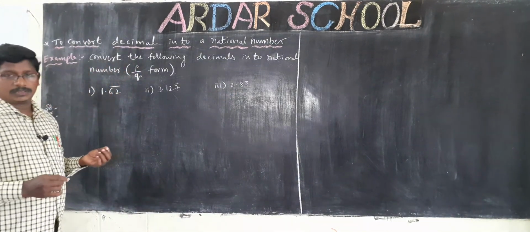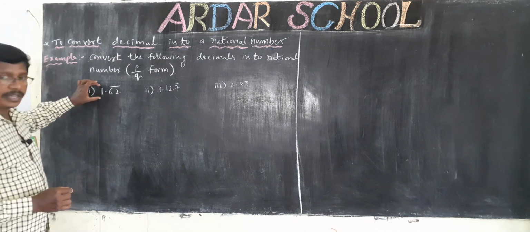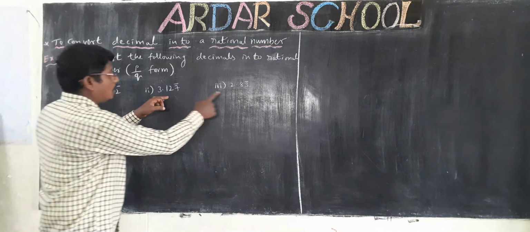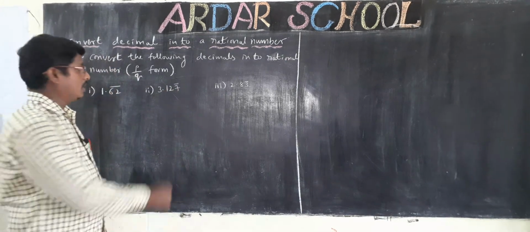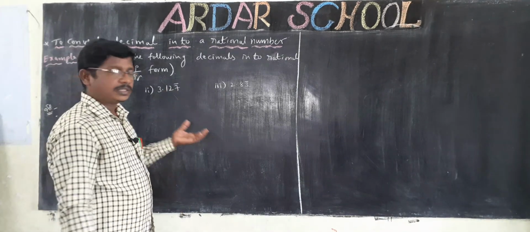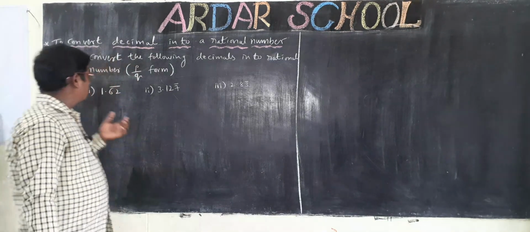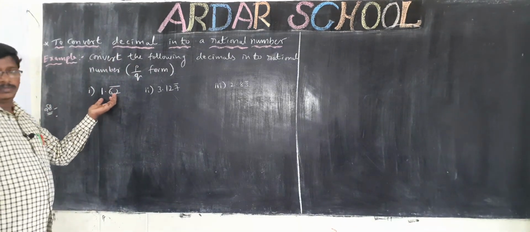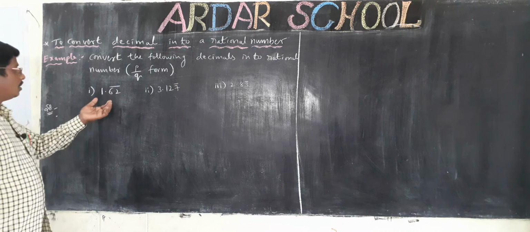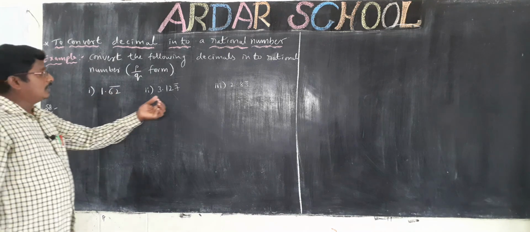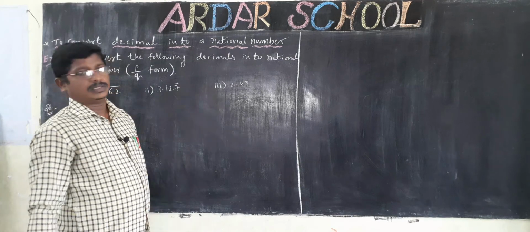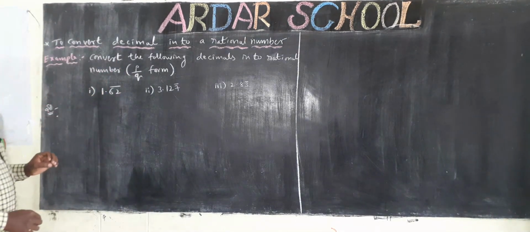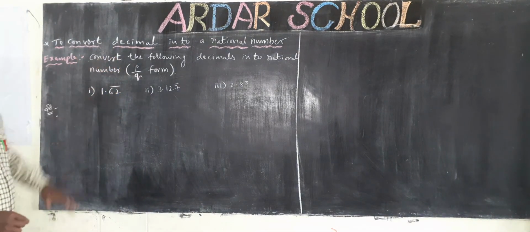These are all non-terminating decimals. The first is a non-terminating recurring decimal. The other two are non-terminating mixed recurring decimals. How to convert these three into P by Q form?